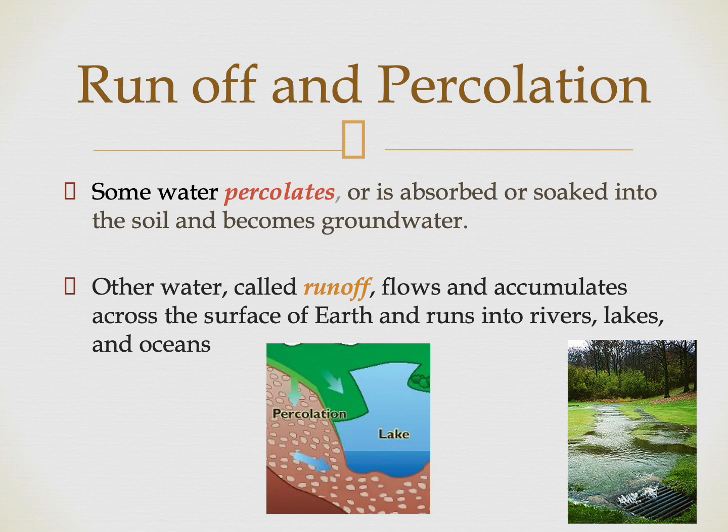Some water will percolate or absorb into soil. It then becomes groundwater. Other water is called runoff when it flows and accumulates into rivers and lakes. So percolation is in the soil, runoff is to our water or lakes.